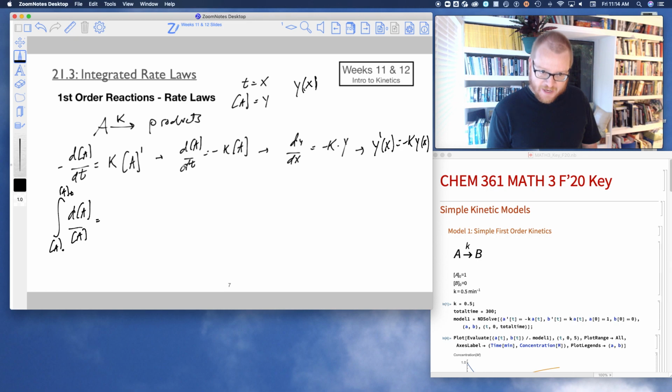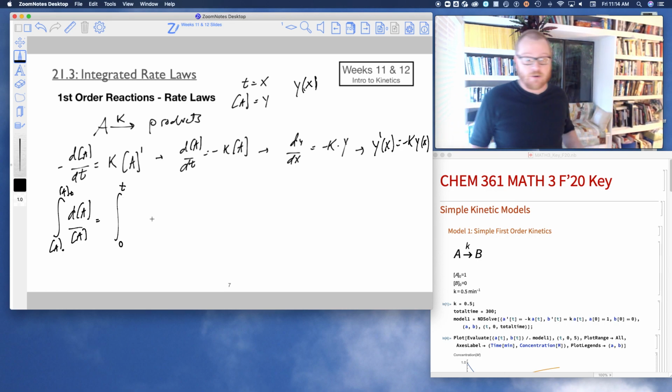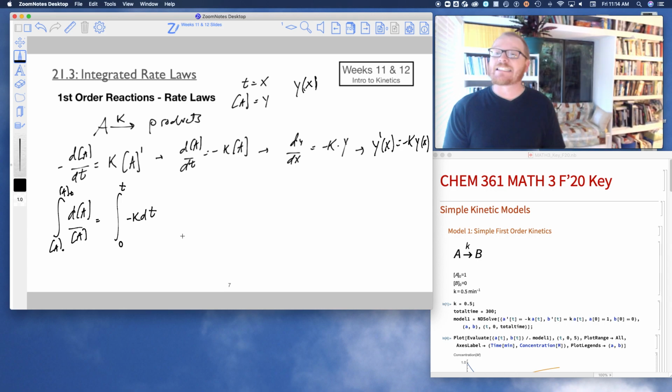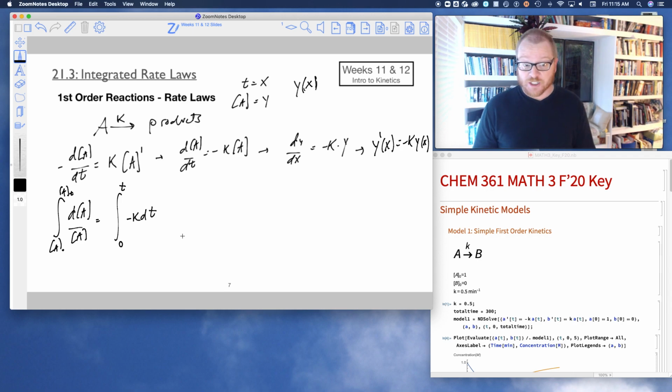And so I just divided A over to this side, and now we multiply dt over to this side, and so that becomes the integral from A0 to A of dA over A, equal to the integral from 0 to t. We're integrating it from 0 to any arbitrary time t, and that's going to be negative k dt. Okay? So this is a very easy differential equation to solve.